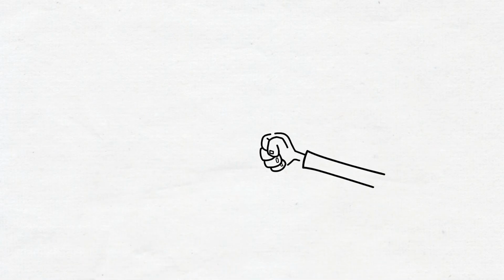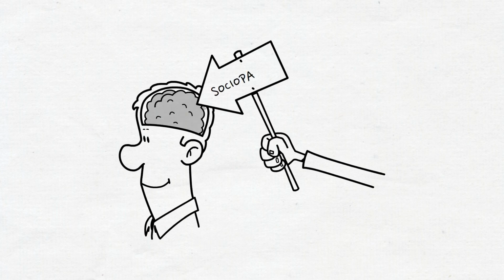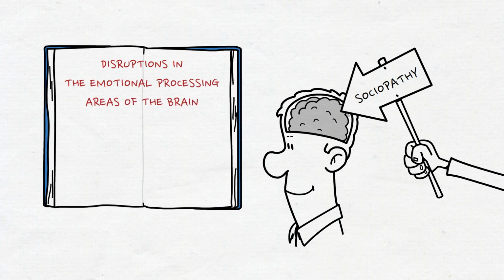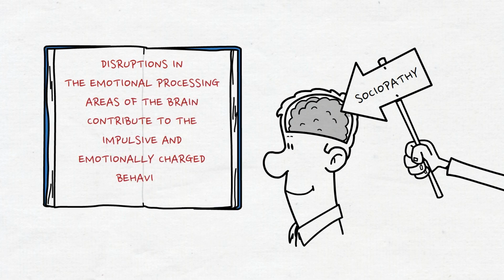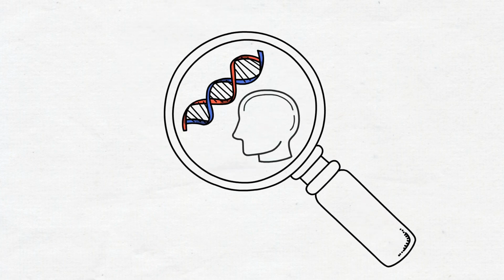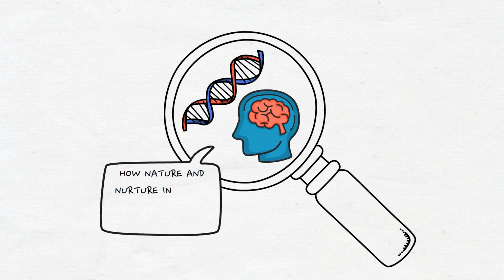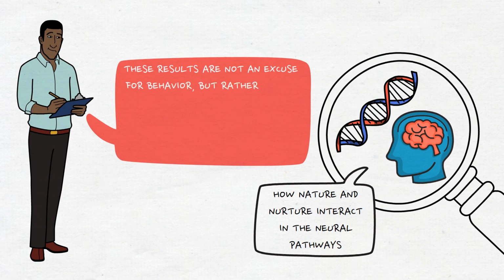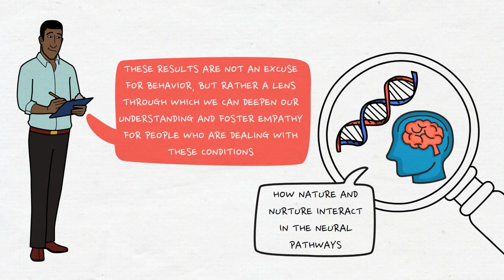The neurological landscape is just as interesting when we talk about sociopathy. Early studies suggest that disruptions in the emotional processing areas of the brain contribute to the impulsive and emotionally charged behavior that is a hallmark of sociopathy. Research is still ongoing. This neurological lens shows how genetics and brain development work together in a complex way. It gives us a look at how nature and nurture interact in the neural pathways. As we continue our investigation, remember that these results are not an excuse for behavior, but rather a lens through which we can deepen our understanding and foster empathy for people who are dealing with these conditions.